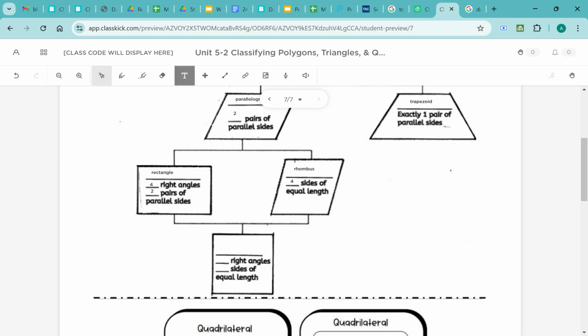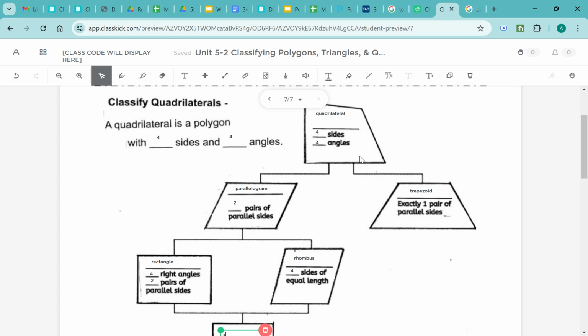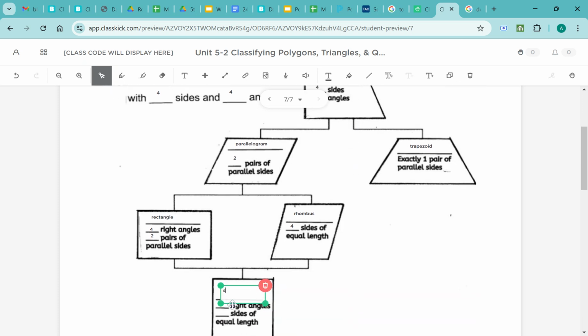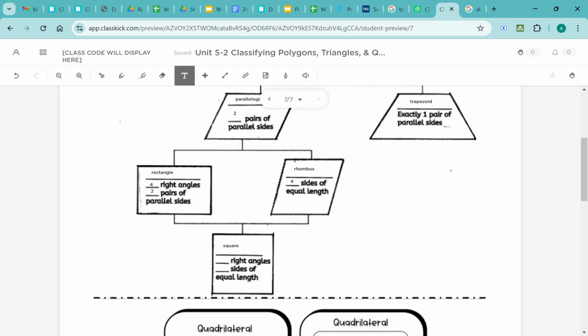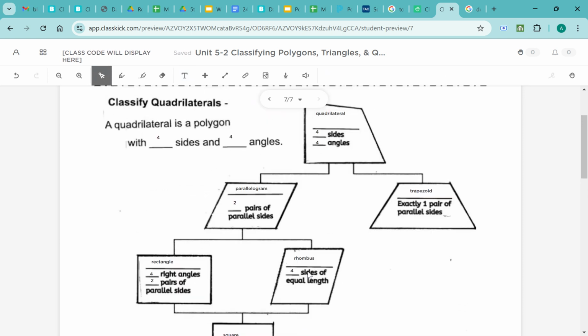All right, and then the very last thing we have is a square. So a square could be a rhombus, is a rectangle, it's a parallelogram, and it's a quadrilateral. So what makes something a square? Well, it has to have four right angles, and four sides that are all the same length, right?